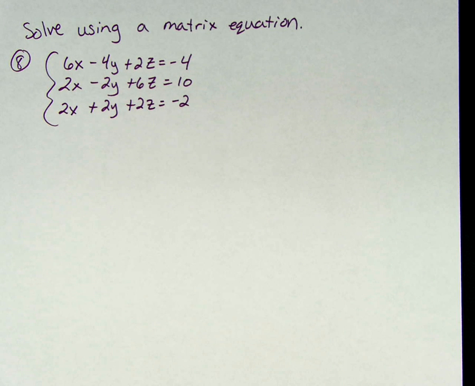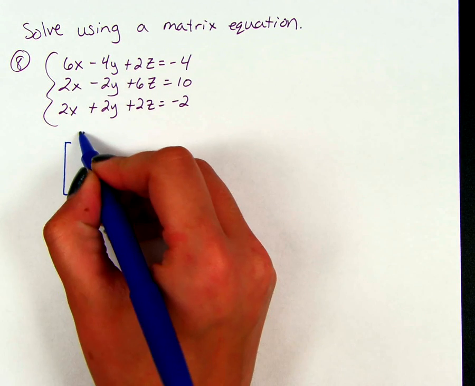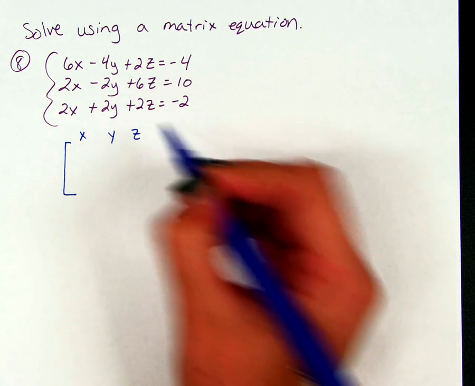All right, for this next section, we are going to solve a system with 3 equations in it using a matrix equation. So again, to start with, we are going to set up our matrix equation. So we want to start with our coefficient matrix. So we want our x, y, and z coefficients.